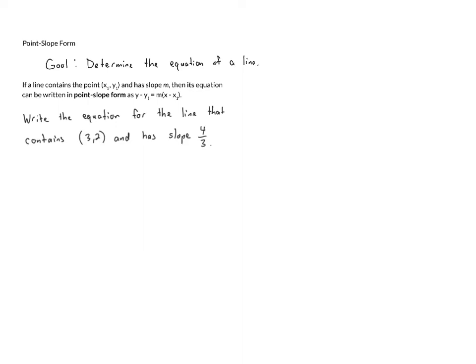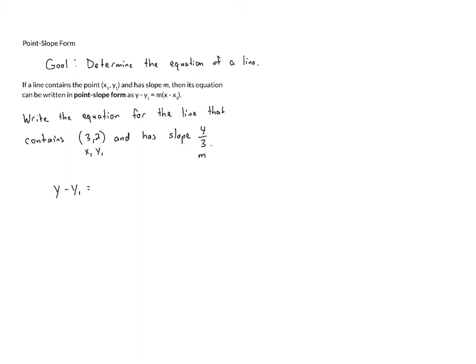So, the tool that we have to figure out the equation of a line is point-slope form. And we need two things. We need a point and we need a slope. And luckily we're given those. We're given a point and we're given the slope. The point is 3, 2. So x1 is the 3 and y1 is the 2. And then our slope is 4/3, so m is 4/3. And now we have everything we need to plug it into point-slope form.